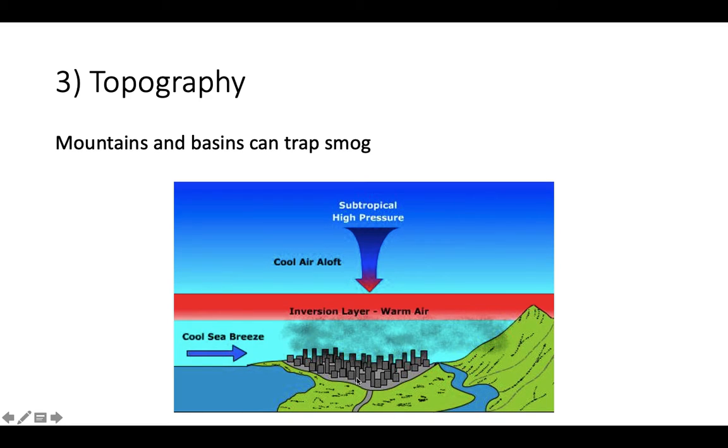If we look at LA, this is a diagram showing LA, it's got an ocean breeze coming in from the west, which is going to push all the air eastward, but it's got mountains to the east, so all of that air is going to get trapped here, and if there's pollutants in that air, if there's smog forming in that air, it's going to stay there. It's going to stay condensed and concentrated in that basin, trapped between the cool sea breeze and the mountains.